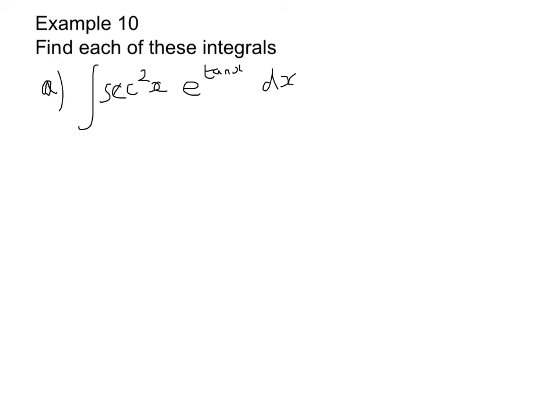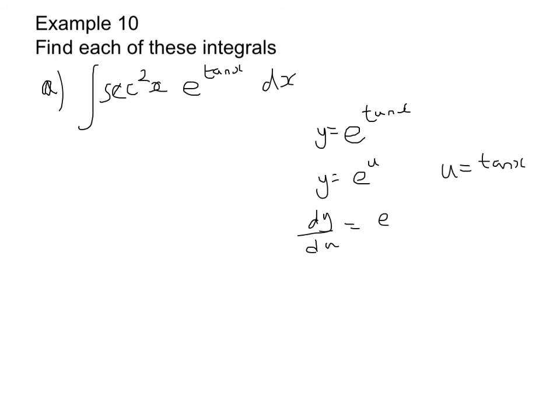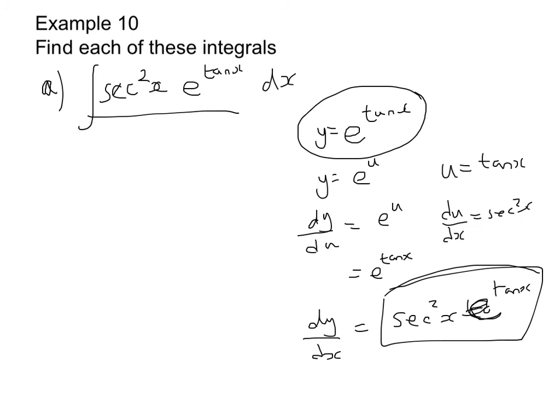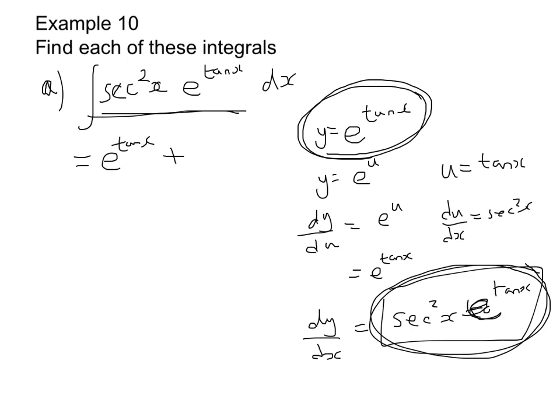So let's consider what would happen if I had e to the tan x and differentiated that using the chain rule. Let's say y equals e to the u, where u equals tan x. Then dy by du equals e to the u, and du by dx is sec squared x. This e to the u is e to the tan x, so dy by dx is the product of these, which is sec squared x e to the tan x. Now that is good because that's the exact thing I've got up here. So I know that if I differentiate this thing, I get this thing, which means if I integrate this thing, which is the reverse of differentiation, I'm going to get this. So the integral of this is e to the tan x plus some constant of integration.